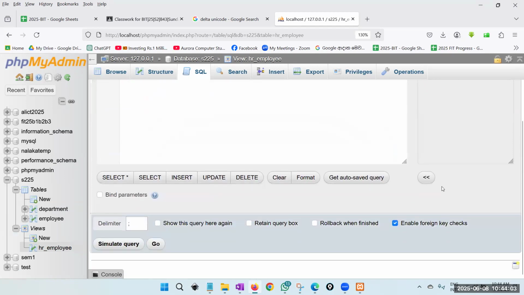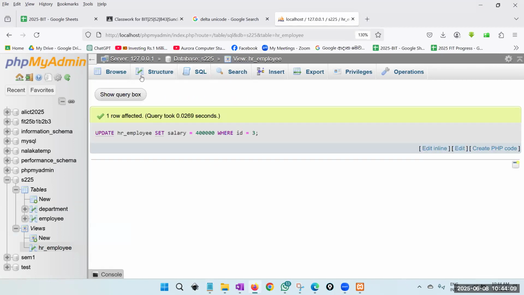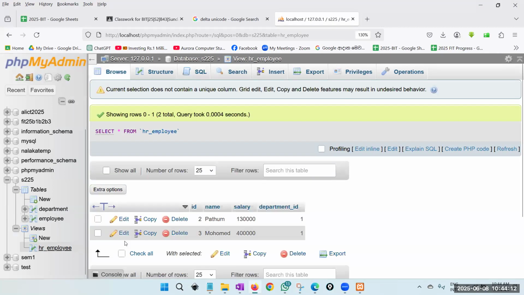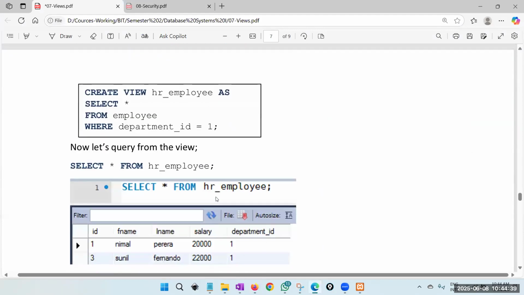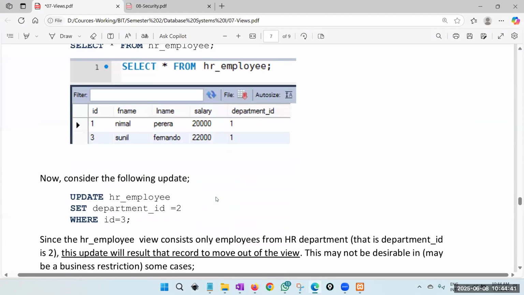Let's see whether we can update it. Go, success. Now let's go to the table: 400,000. In the table it is also 400,000, because your view is basically looking at the table. In reality, what you have is a table, not a view, because this is not a materialized view. This is a very simple view. If it is a materialized view, we have a separate table, then data is duplicated. Got it?